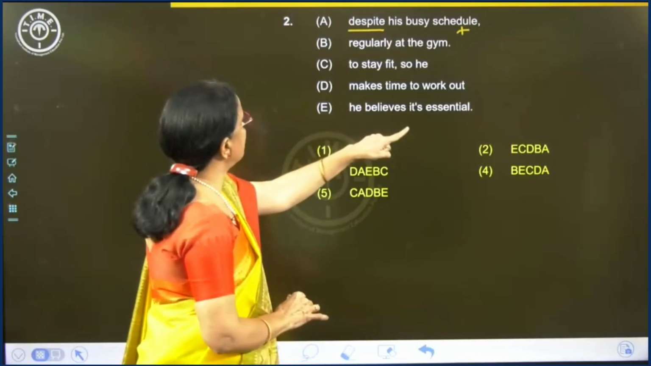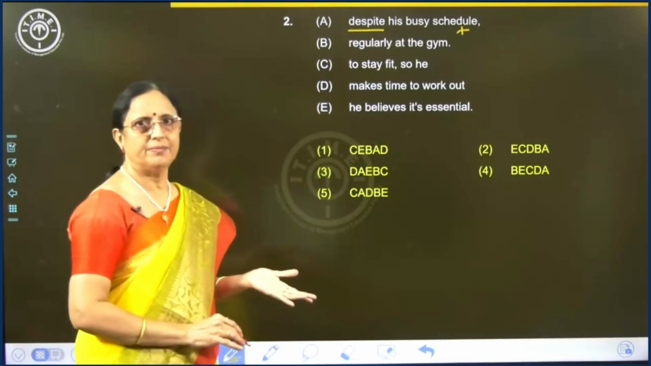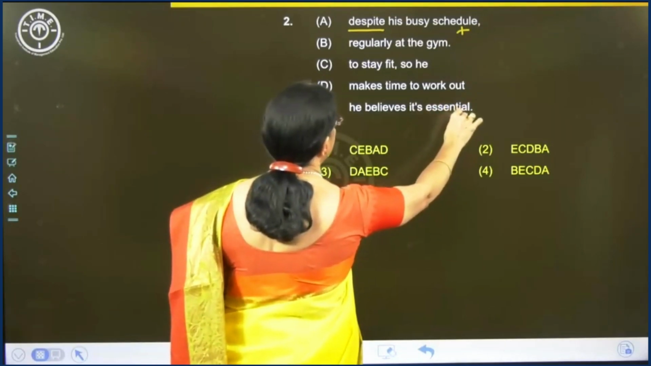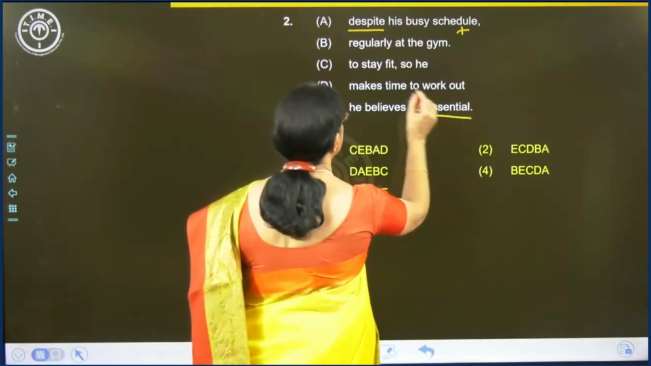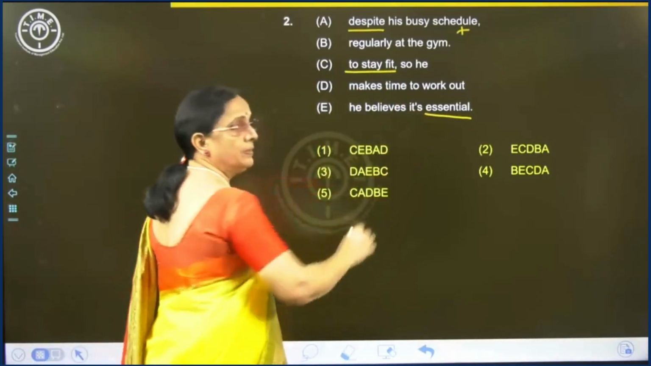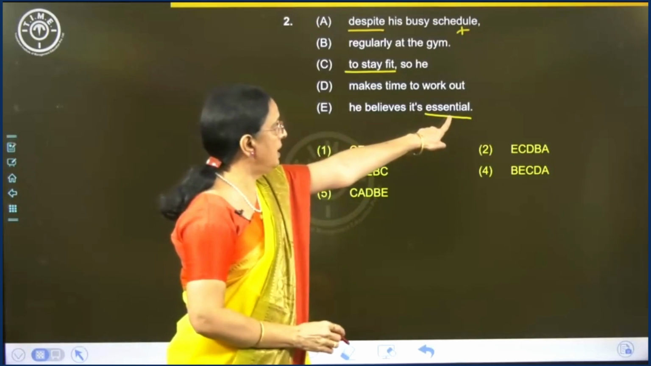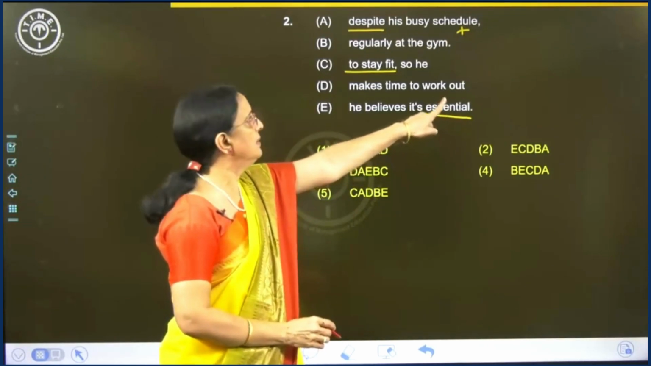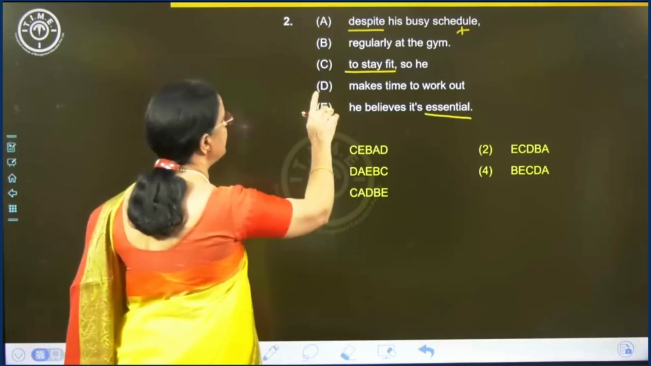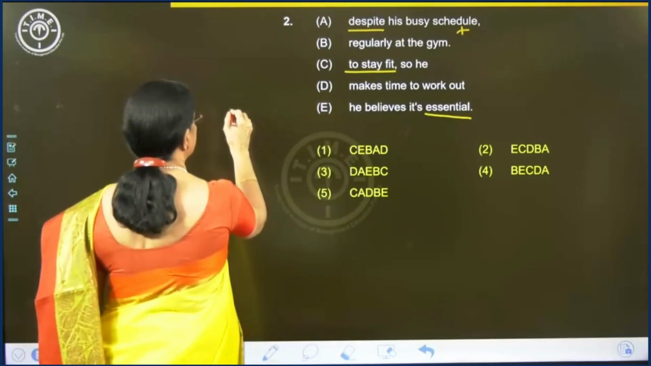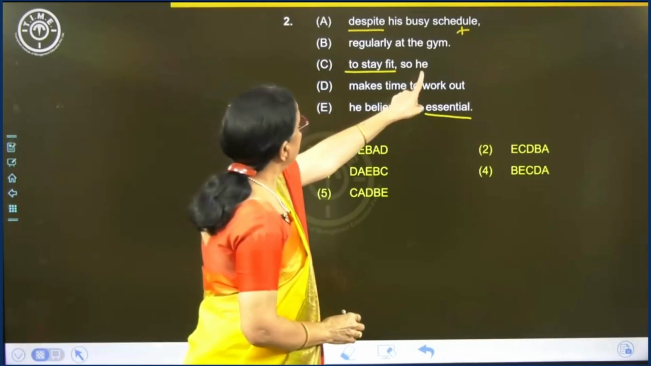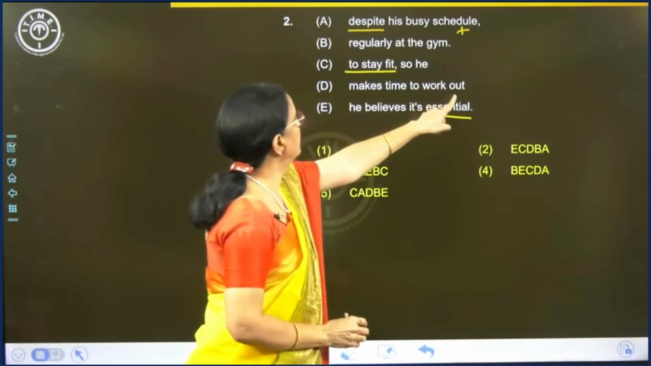he believes it is essential. Doesn't make sense. Agree? Now, let's start with this one. He believes it is essential. All right. What is essential? To stay fit. That's a connection. As I tell you, link the last word of one part to the first word of another part. So, he believes it is essential to stay fit. E-C. All right. So, he makes time to work out.